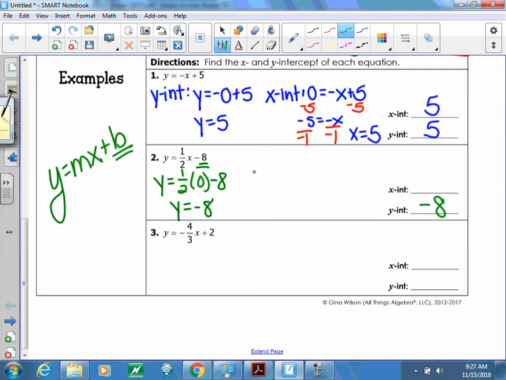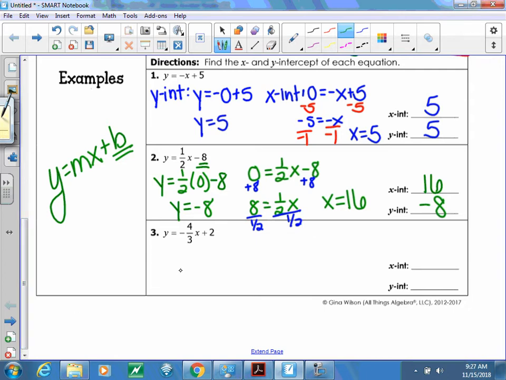X-intercept, we're going to set y equal to 0, so 0 is equal to 1/2 x minus 8. I'm going to add 8 to both sides, so 8 is equal to 1/2 x. Now be careful, your answer is not 4, because now we need to divide by 1/2. And when we take 8 and divide it by 1/2, it's actually multiplying it by 2. And so x is equal to 16.